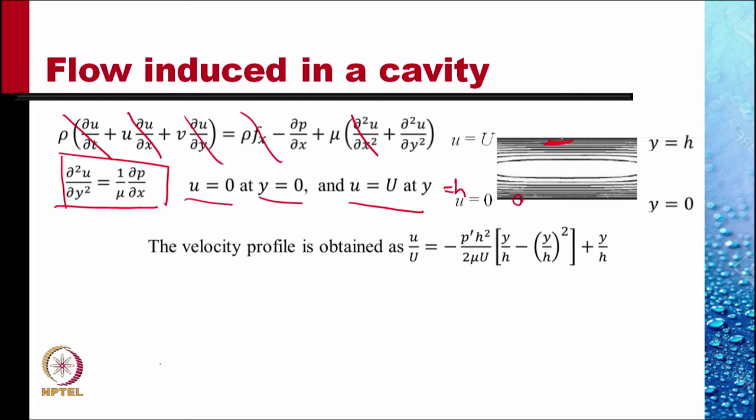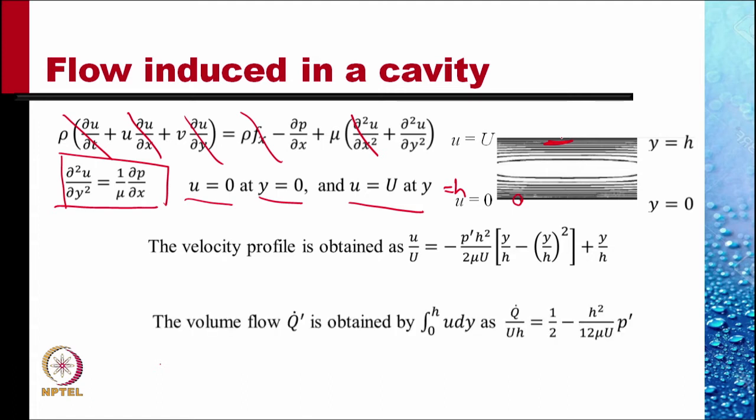The velocity profile is obtained by integrating this as we have done for the Couette flow. This is nothing but Couette flow. It is u by capital U equals minus p prime h square by twice mu U, into bracket y by h minus y by h whole square, bracket closed, plus y by h. This is the velocity profile.